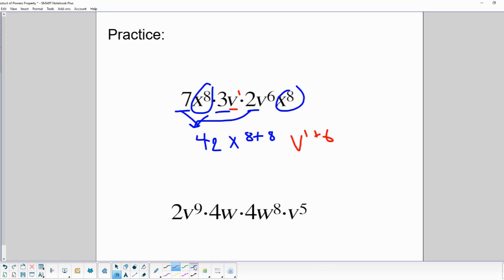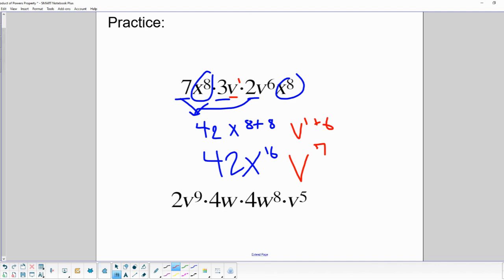We've got 42, x to the 16th, and of course, v to the 7th. Again, as you can see, all we're doing is adding these exponents or multiplying the coefficients, and it's just really slick, even though they look kind of complicated. So when you see them on topics, you'll know how to do them.